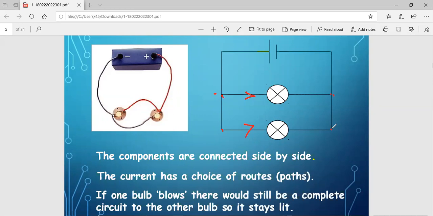So the current has a choice of routes or paths. Suppose here the current is coming through this point, and this is our I, the electric current, and the current will move in this direction. So what will happen to the electric current? The electric current has two choices.